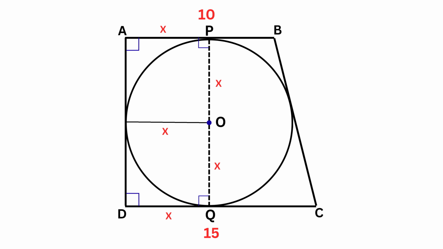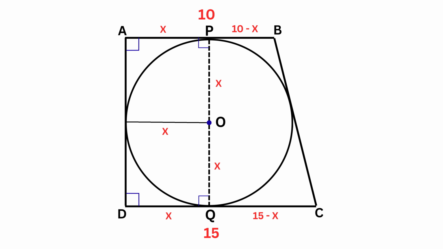The total length of AB is 10. Therefore, the remaining part, BP, becomes 10 minus x. On the bottom side, the full length of CD is 15. Thus, the remaining part, CQ, becomes 15 minus x.